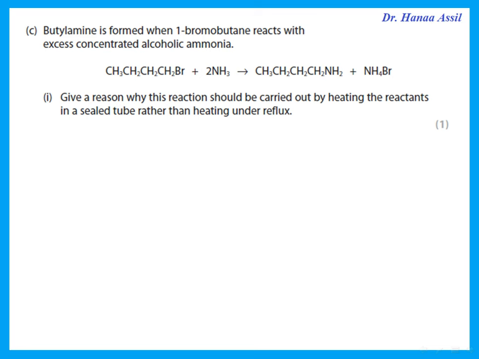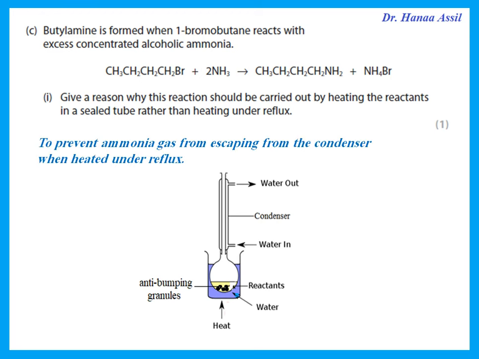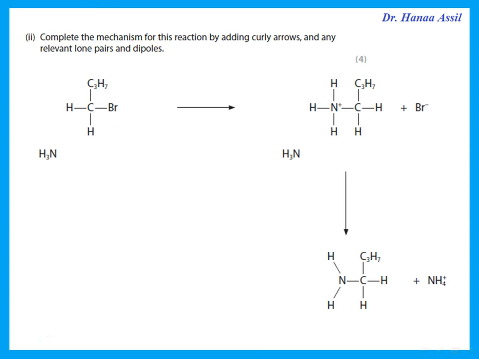Butylamine is formed when 1-bromobutane reacts with excess concentrated alcoholic ammonia. Give a reason why this reaction should be carried out by heating the reactants in a sealed tube rather than heating under reflux. So he's saying I shouldn't heat it under reflux. Heating under reflux is when I put the condenser like this and I heat it, and whatever evaporates should cool and come down, but then ammonia would be lost if I heat it like this. So we do not heat it under reflux to prevent ammonia gas from escaping from the condenser.